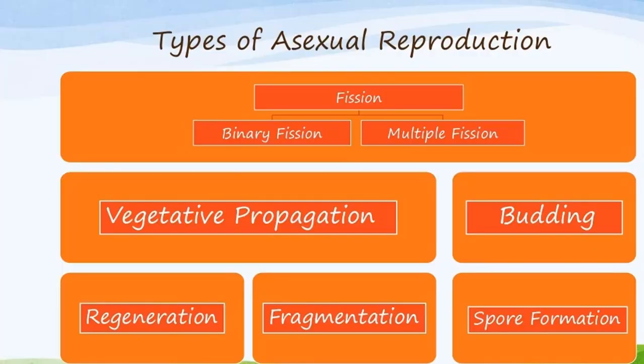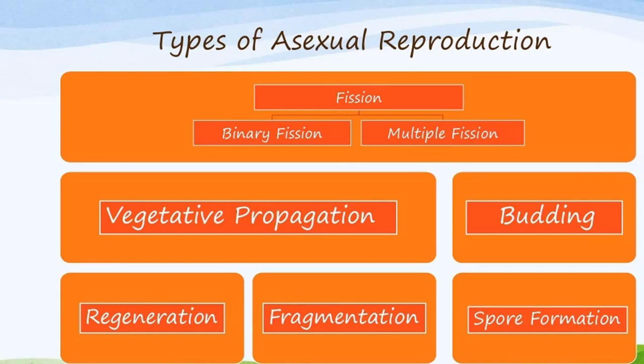Hello everyone. In this session, we will discuss different methods of asexual reproduction. In the last session, we discussed fission, that is binary fission and multiple fission, and fragmentation. In today's session, we are going to study more interesting types of asexual reproduction, that is budding and regeneration. So, let's see what is budding.